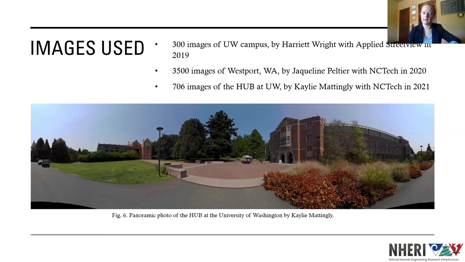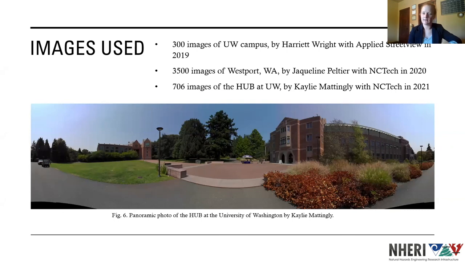And then I also worked with a collection of over 3,000 images of the city of Westport, Washington, taken by one of the RAPID faculty, Jacqueline Peltier, with the NC Tech. These images were taken as part of a tsunami planning project because the city of Westport is a high-risk tsunami zone. So that's why all these images were taken. So I got to use this data.